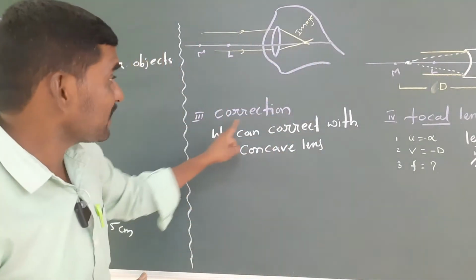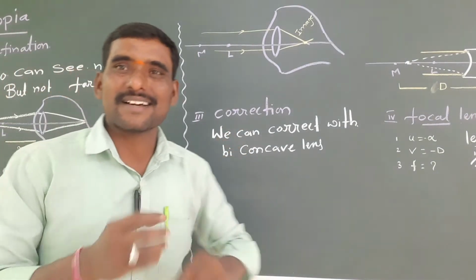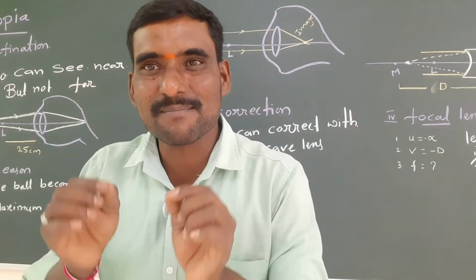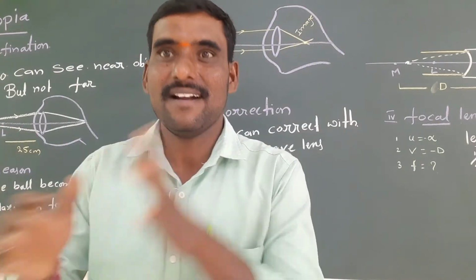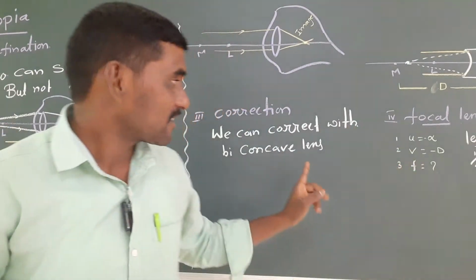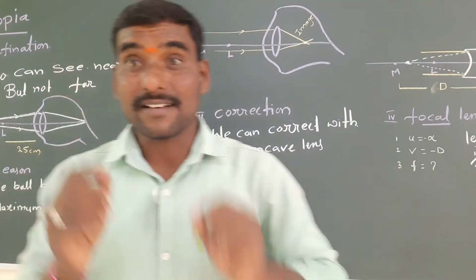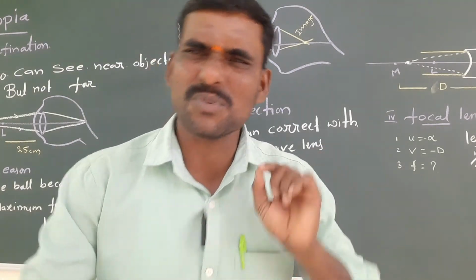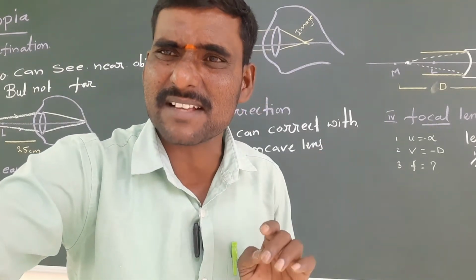Next, correction. How can we correct this? Third point, correction, very simple. By using a biconcave lens or concave lens. Double concave lens, all are the same. Concave lens. The next one, the correction ray diagram. Most important, for every exam they are asking.